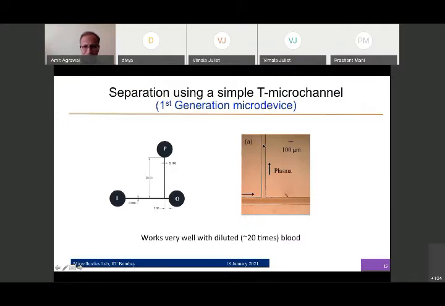Of course, here the issue is that this is very diluted blood, and in diluted blood you can see this effect, and you can make a very simple device. But if you do not want to dilute the blood, then you have to make more changes or further changes to your design so that you can work with whole blood without the need for diluting it.